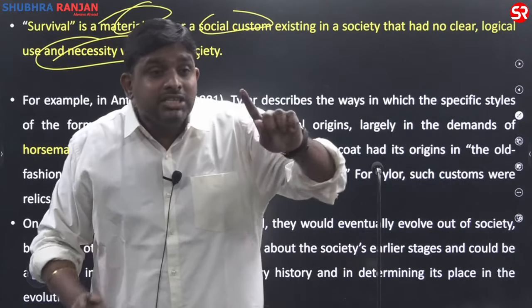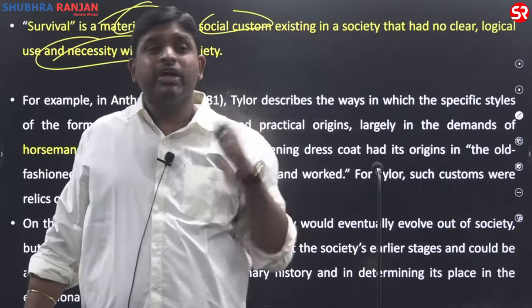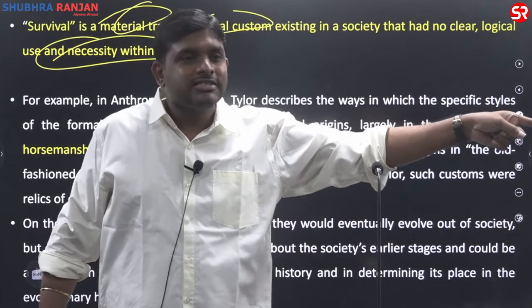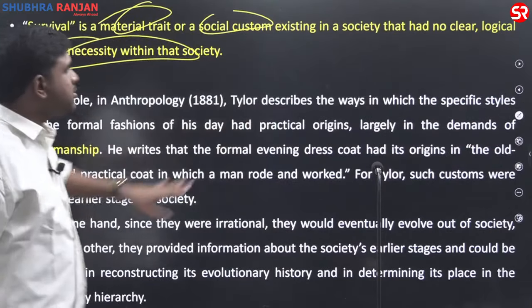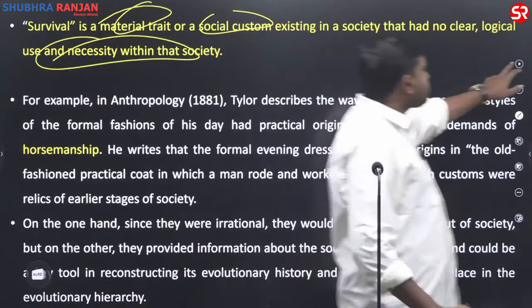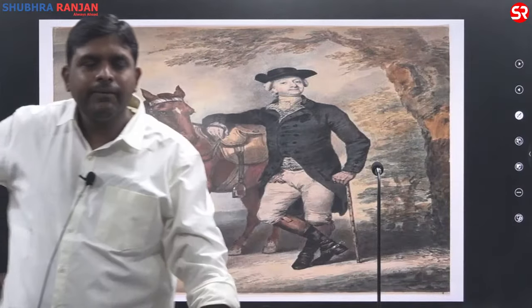So, which doesn't have any net benefit, but still is present from the past and continuing today, is called survival of the past or culture survival. He also told the same. How did he tell? With some examples, I will tell you. See this. E.B. Taylor's own example. What is E.B. Taylor's example?